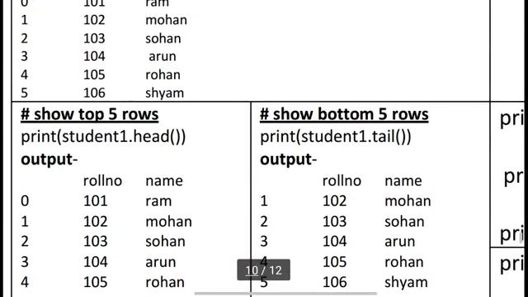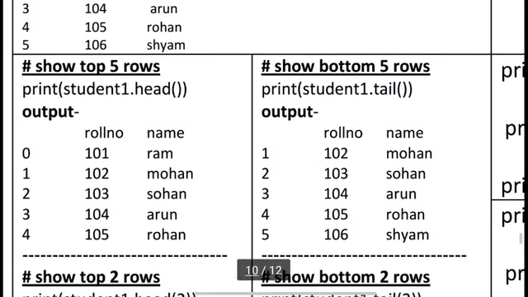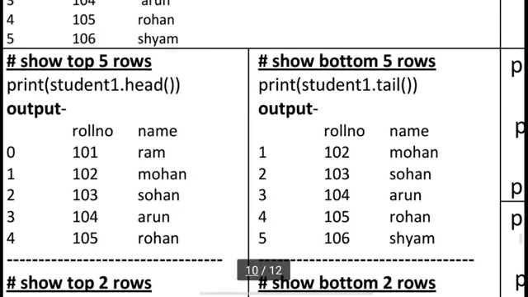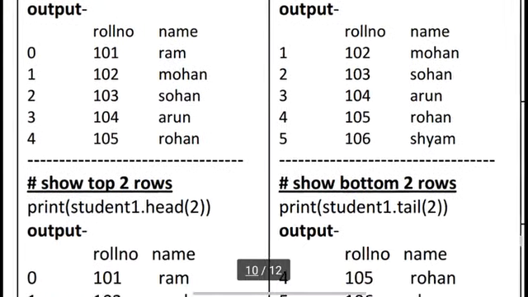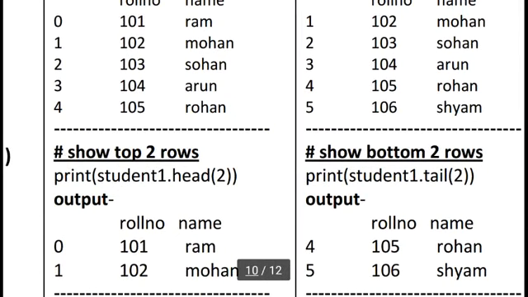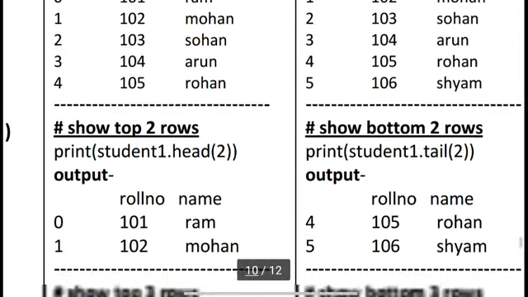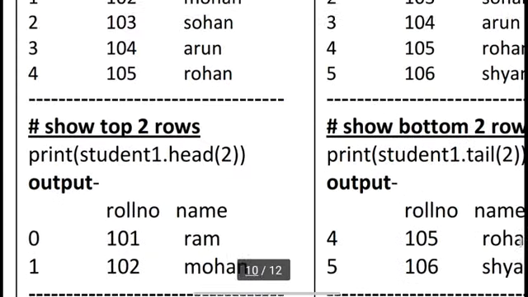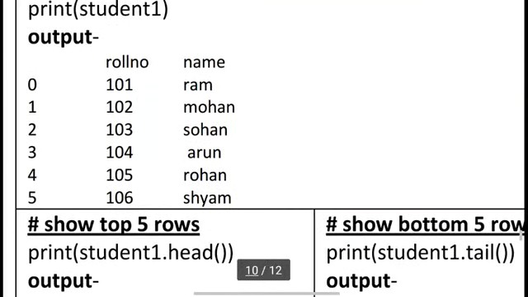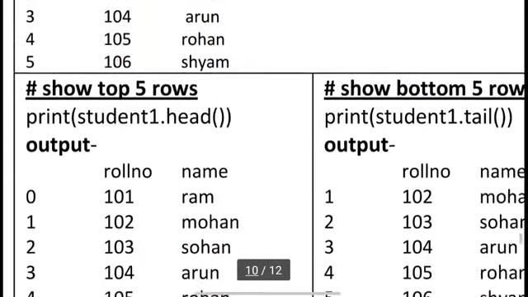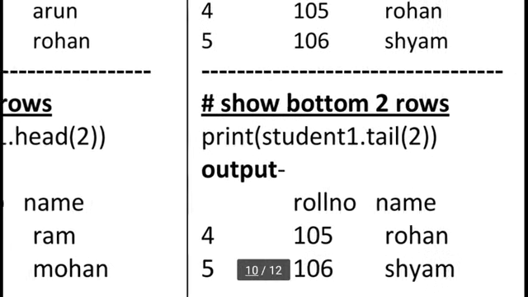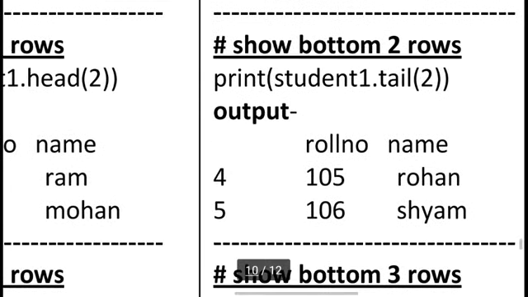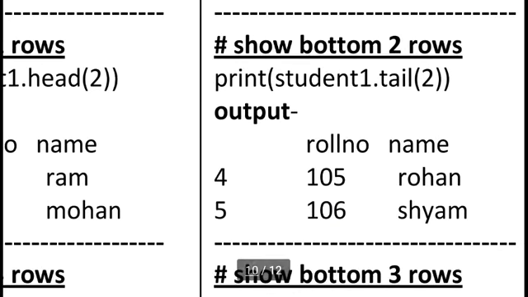Here I am using student1.tail. So you can see the last 5 rows in the output. But I want to control this, because 5 is the default, so here I am writing head(2). You can see the starting 2 rows, 101 Ram and 102 Mohan, are displayed. Suppose here I am writing student1.tail(2), so the last 2 rows, 105, 106, are displayed.